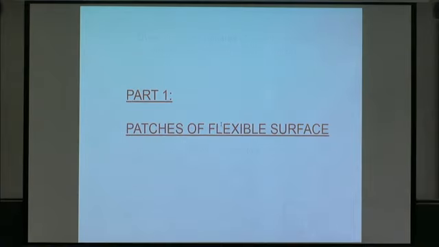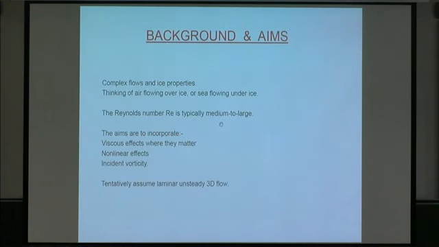So let's get going then on the flow of patches of flexible surface. We realise in the background that the flows are complex and the ice properties even more so. We're thinking of airflow over ice or sea flowing under ice, but whether we're actually there or not remains to be seen.